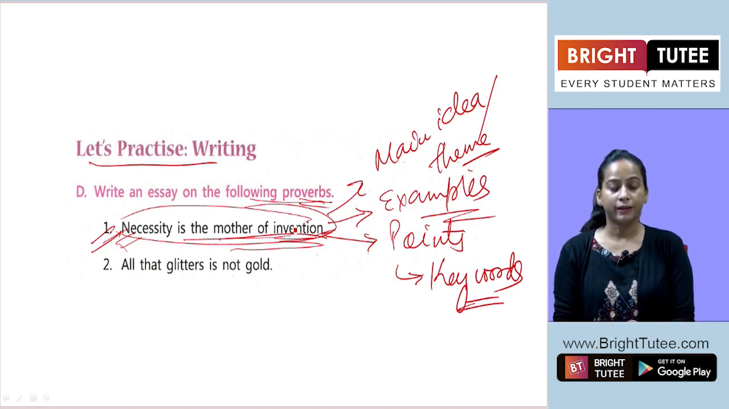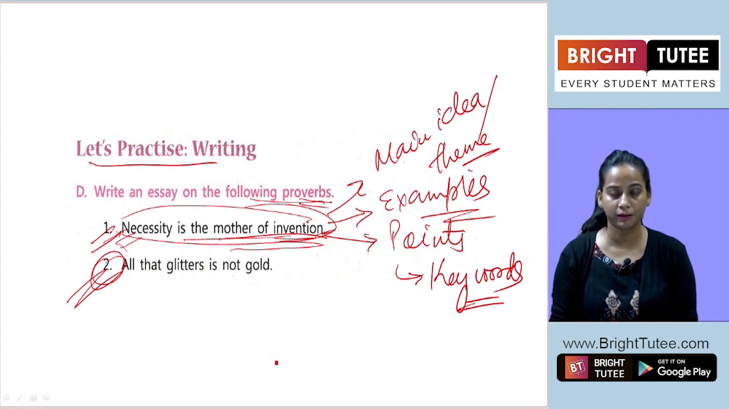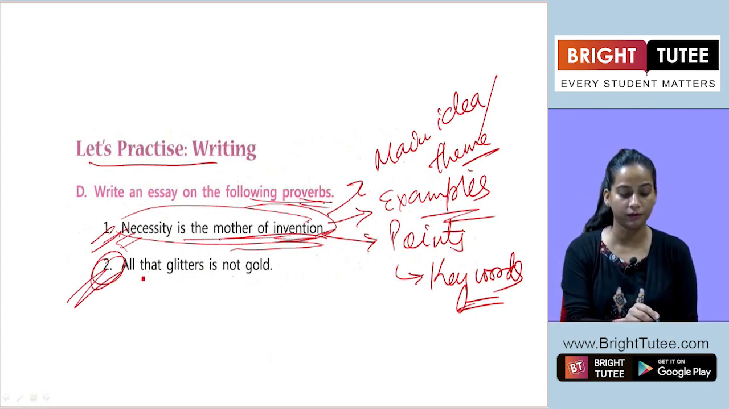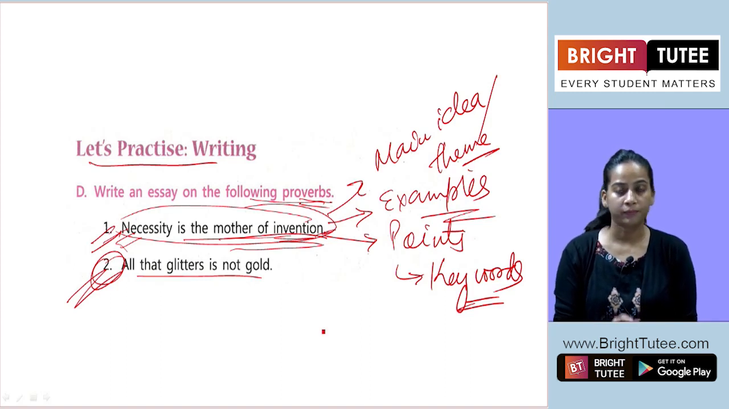Clear? Then the second example that we are taking here, the second question that they have given here: all that glitters is not gold. So here also, that is a very famous proverb, all that glitters is not gold, meaning something which is visible to you is not the reality. So based on that, you have to start with your essay.